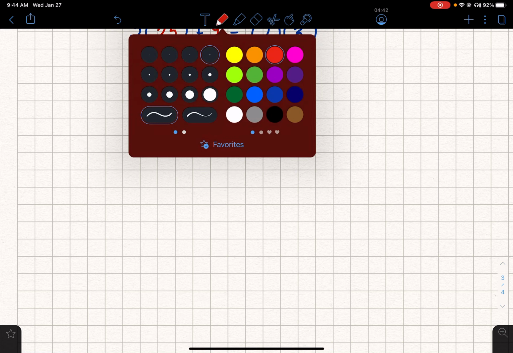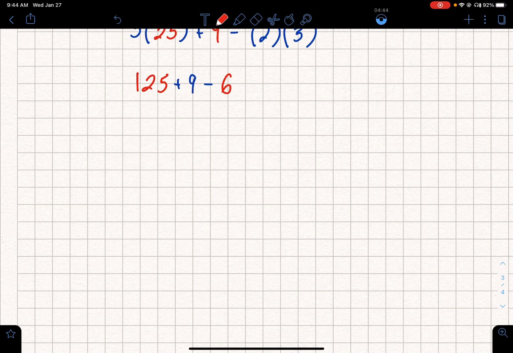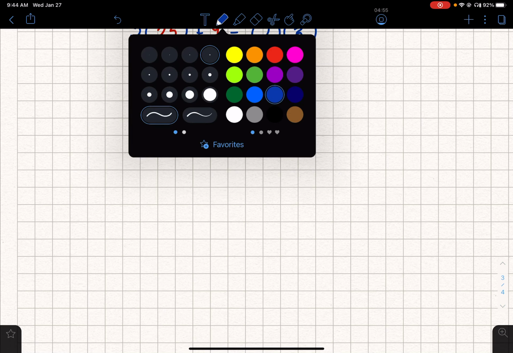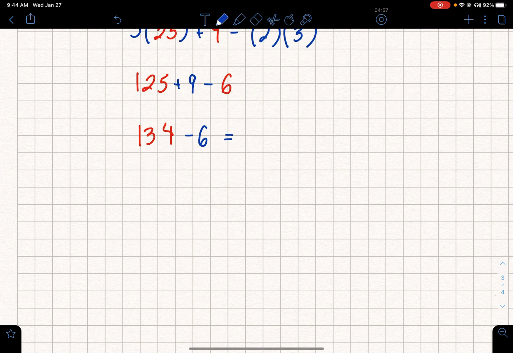So 125 plus 9, that gives us a value of 134. Then we transfer down our minus 6, and 134 minus 6 equals, you guessed it, 128. Nice job.